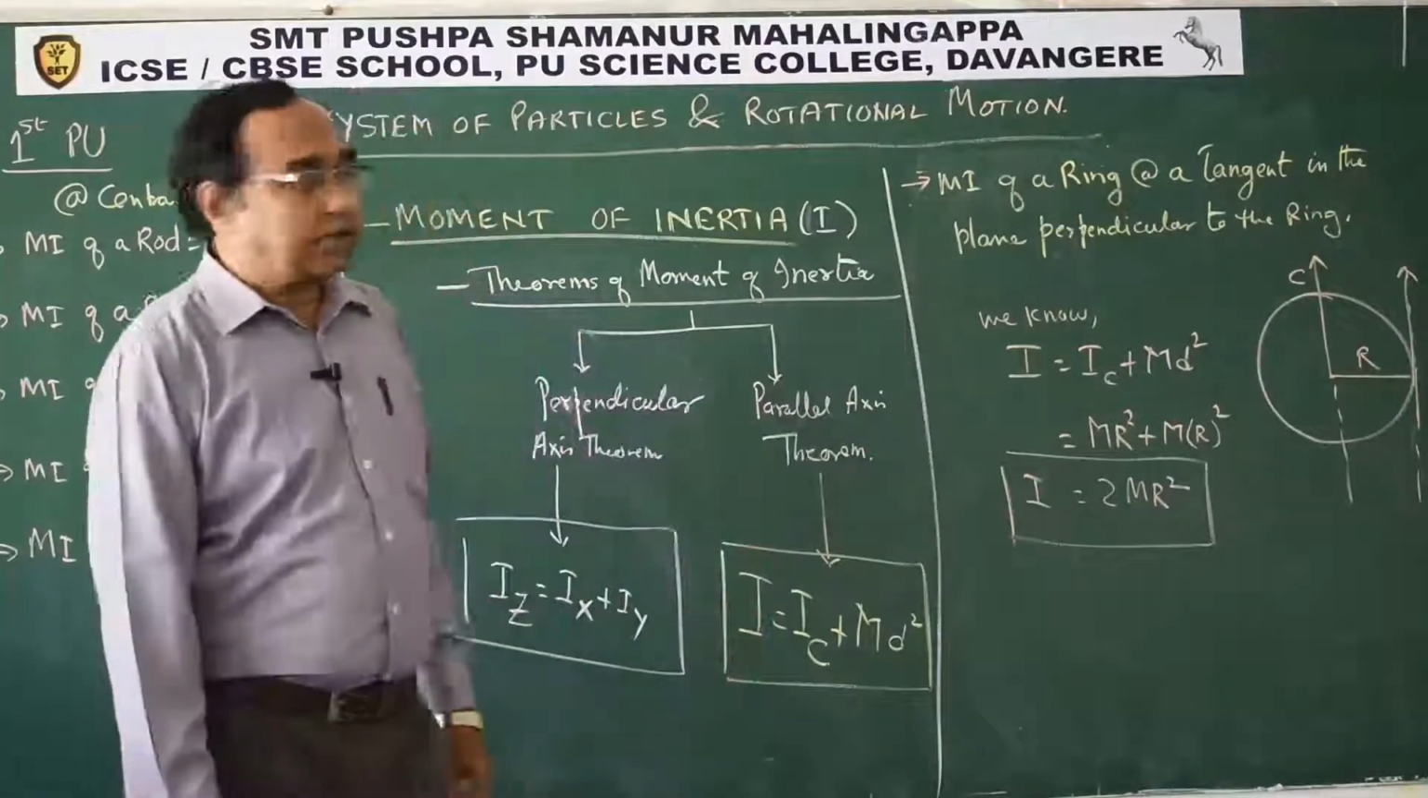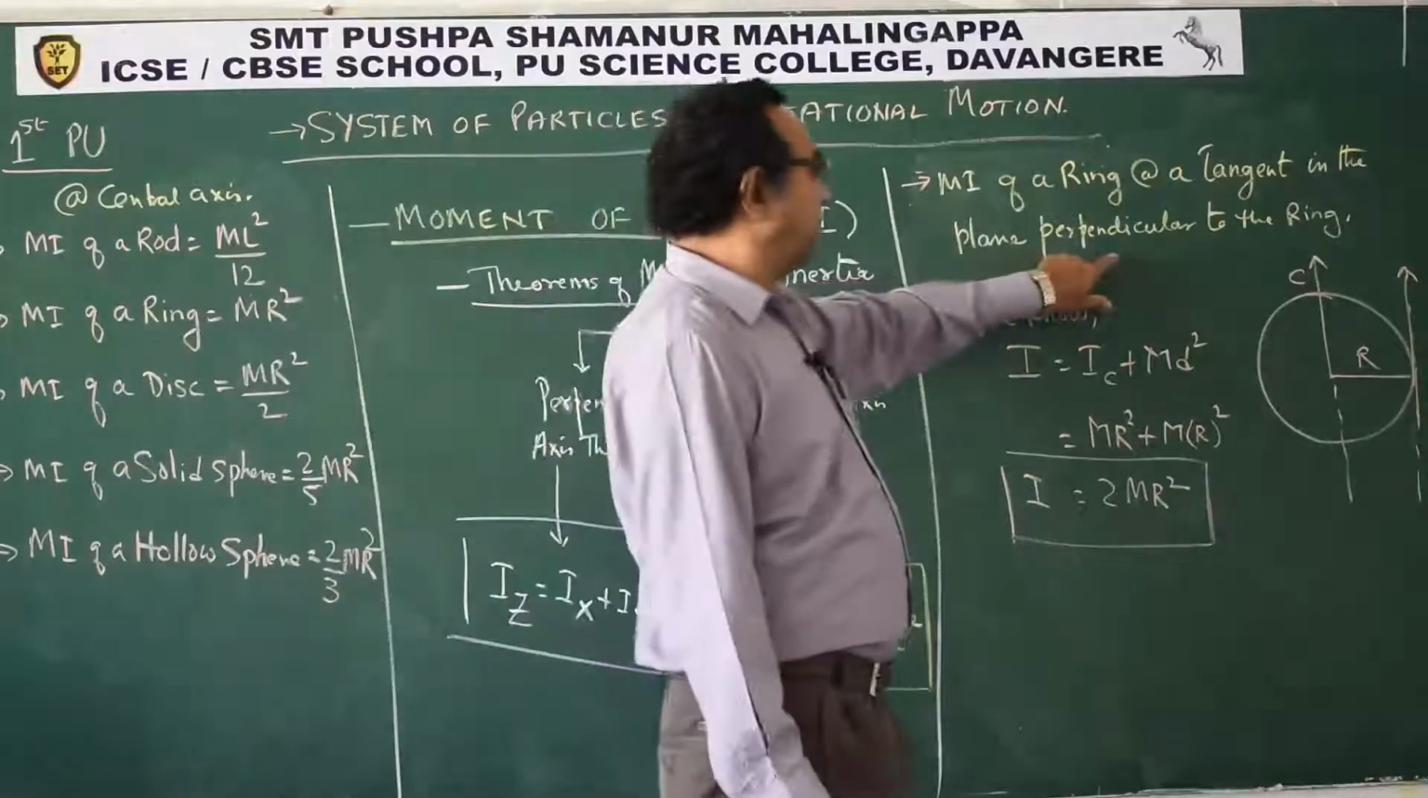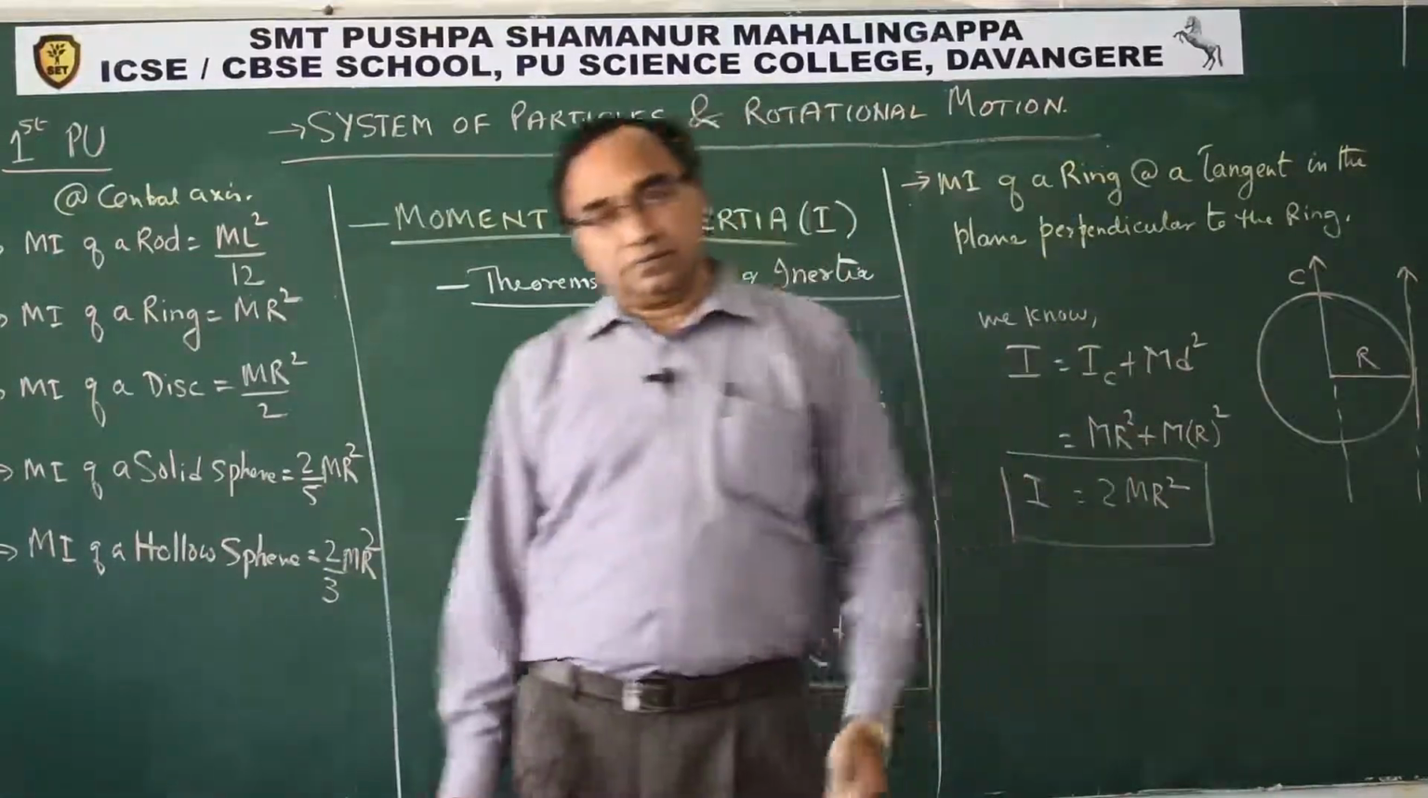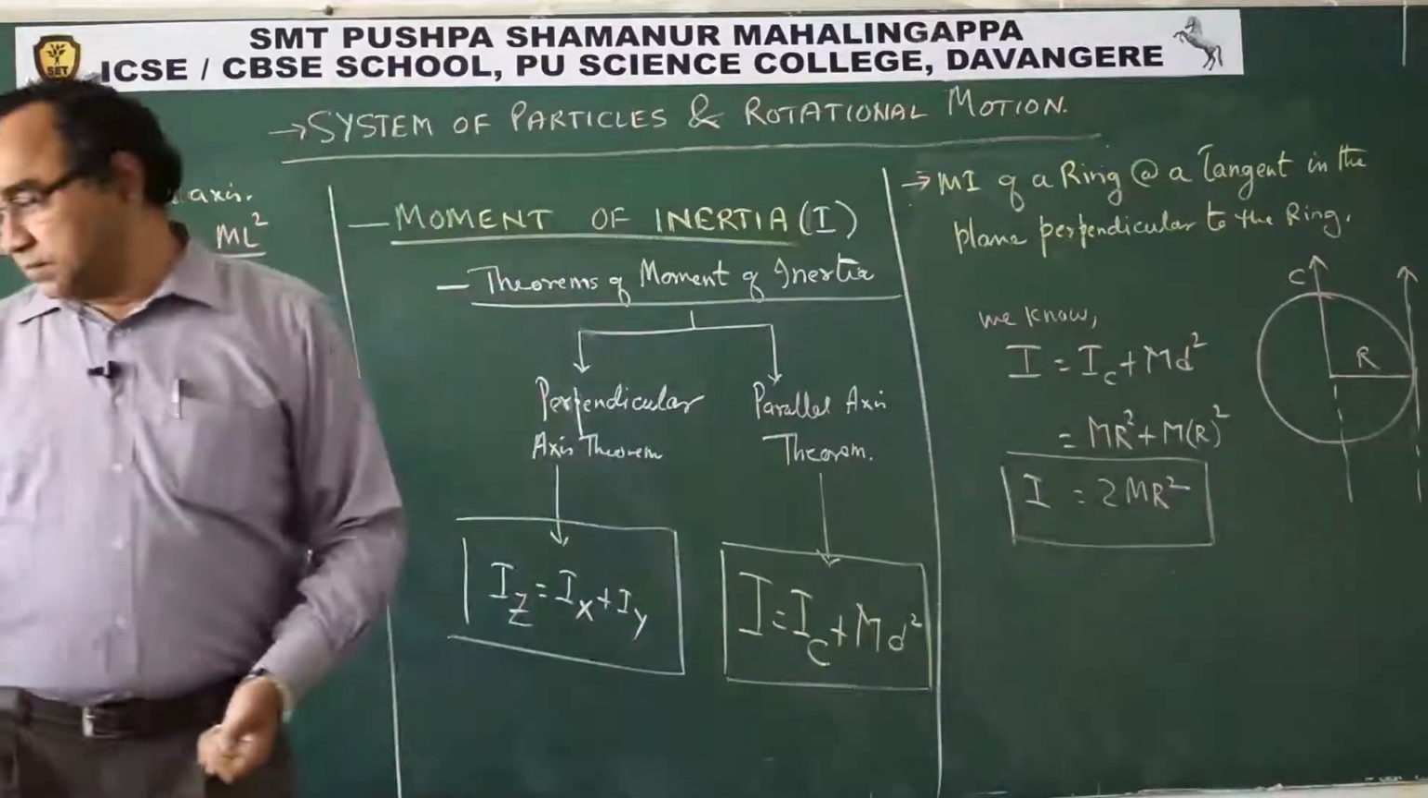Now suppose that the tangent is not perpendicular but parallel. Then how do we find it?